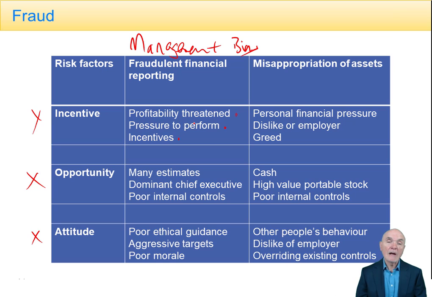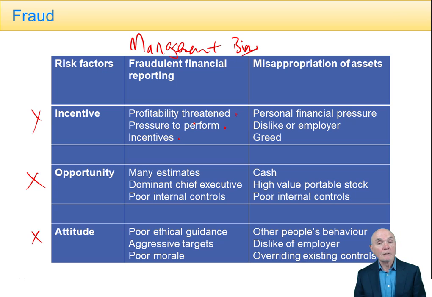Attitude, poor ethical guidance, very aggressive targets can make you kind of cross over in some way. Poor morale, almost a form of depression, I suppose, is almost what we're getting to here. Almost not caring whether you do the right thing or not. Under the appropriation of assets, financial pressure, personal financial pressure. You have to pay your rent, you have to pay your credit card, piling on that pressure.